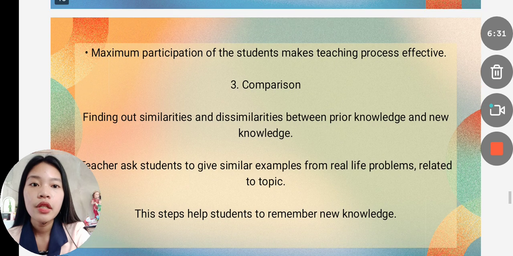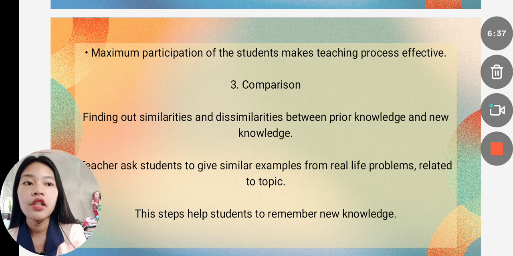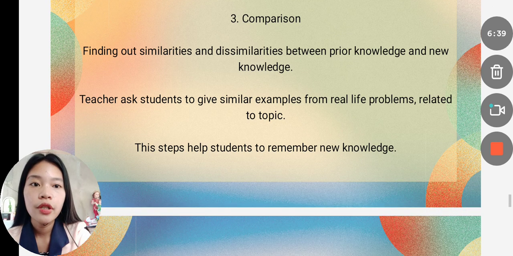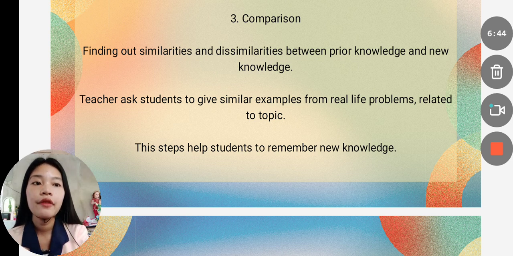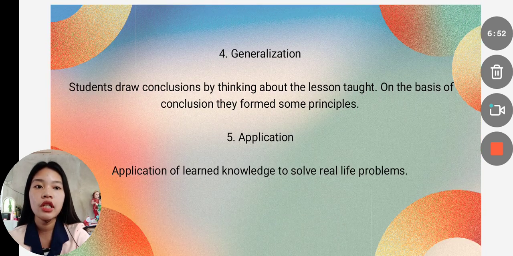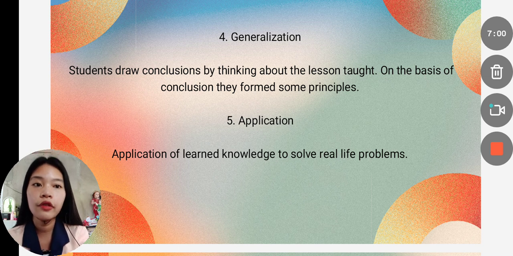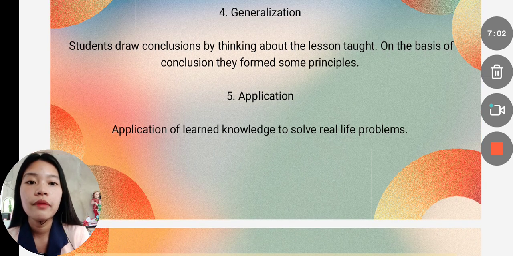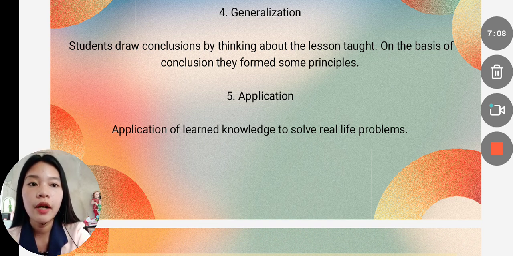Number 3, comparison. Finding out similarities and dissimilarities between prior knowledge and new knowledge. The teacher asks students to give similar examples from real-life problems related to the topic. So these help students to remember new knowledge. Number 4, generalization. Students draw conclusions by thinking about the lesson, and on the basis of the conclusion they form some principles. Number 5 is application. Application of learned knowledge to solve real-life problems.